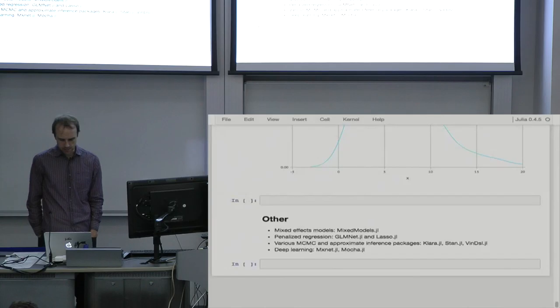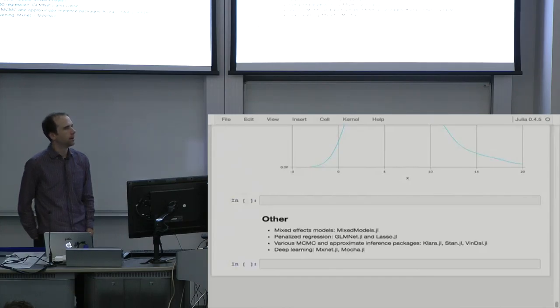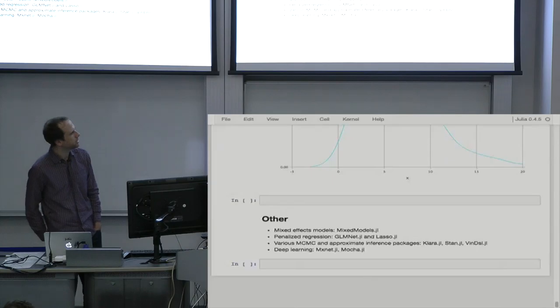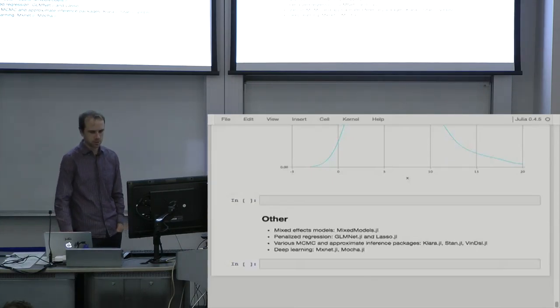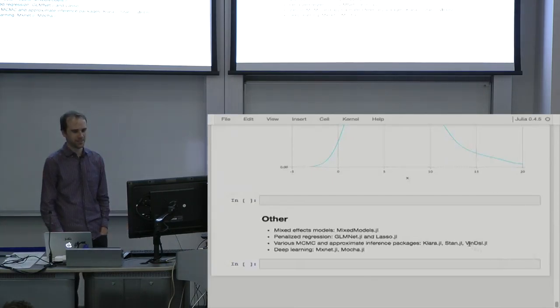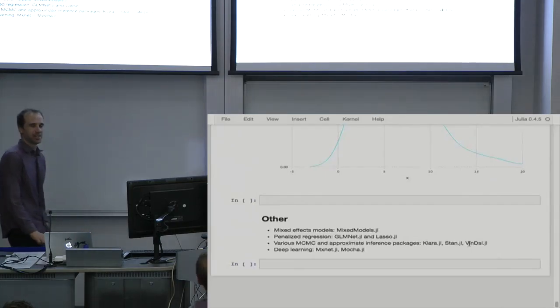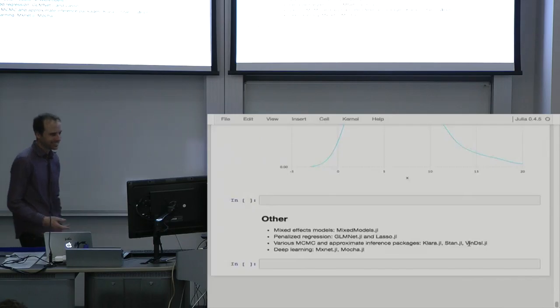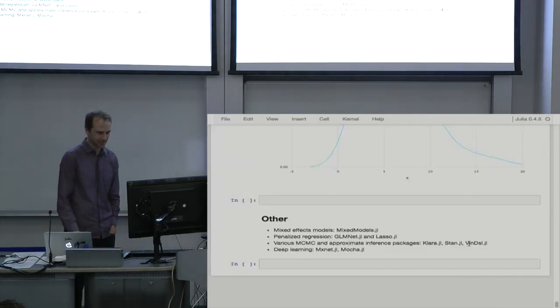There's actually a few various MCMC packages. There's Klara.jl, Stan, which is just an interface to the Stan package. There's also Mamba or something like that. There's another one, and possibly the stupidest named package is FinDSL.jl, for fast and furious statistical modeling. I haven't tried it myself, but it's a very clever name.